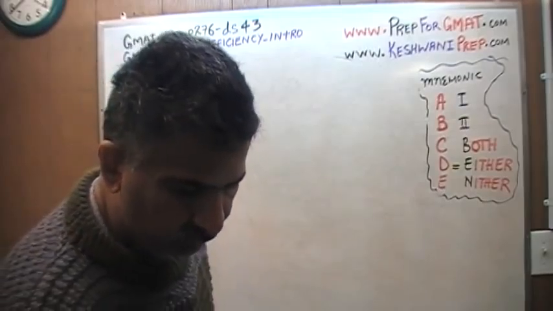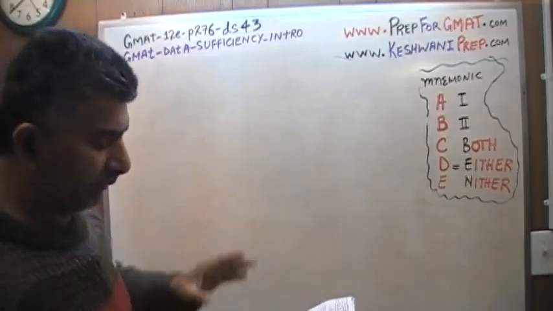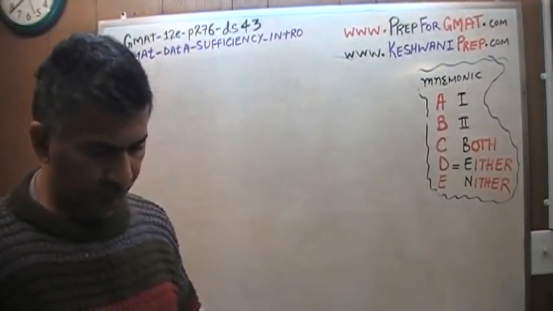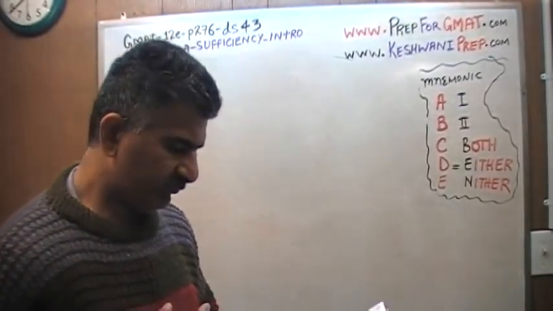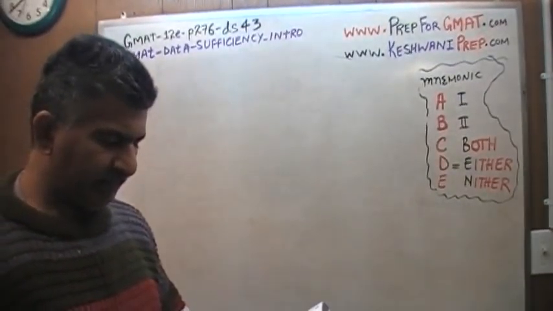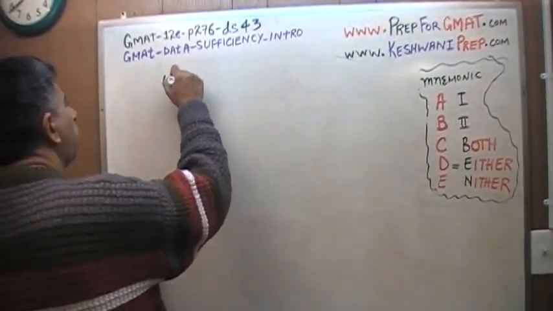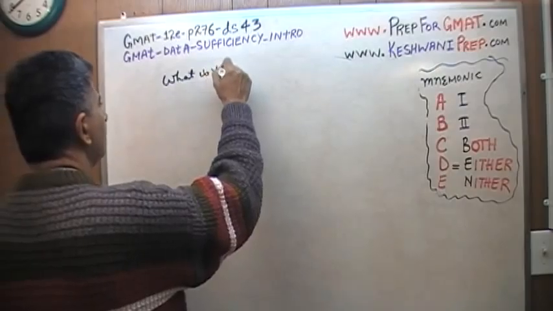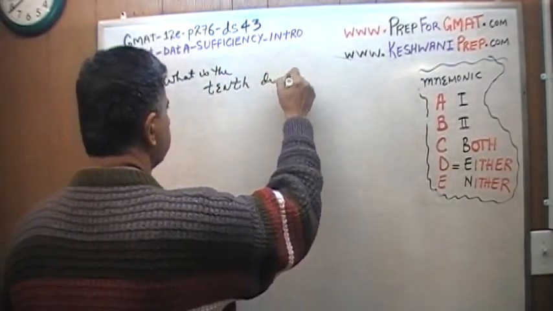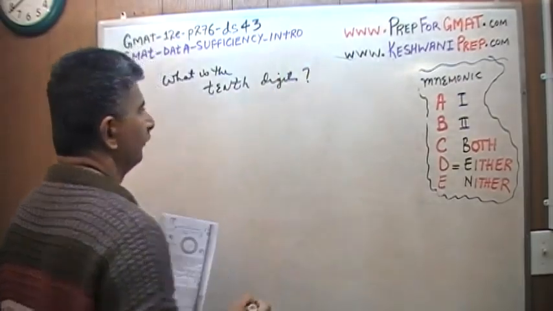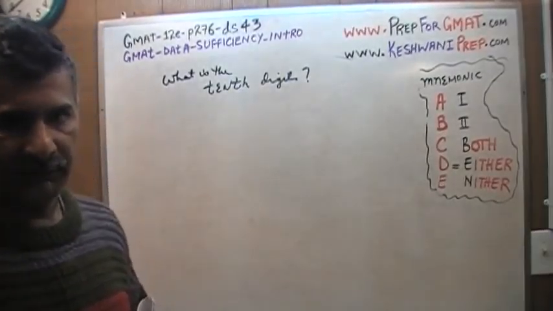The problem that I'm about to solve is the one that you're going to find on page number 276, data sufficiency problem number 43, I believe. The question simply is, what is the 10th digit in a decimal representation of a certain number? So we have a certain number which we know nothing about at this point. The question simply is, what is the 10th digit?